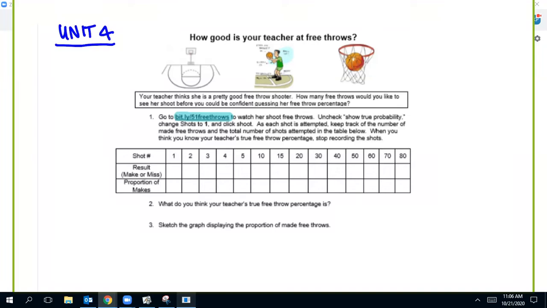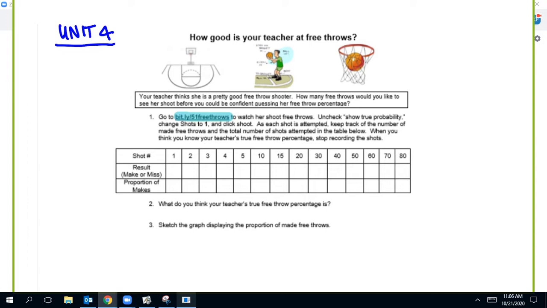So in your packet, go ahead and find the one that has the front page, How Good is Your Teacher at Free Throws? So I'm going to claim that I am an 80% free throw shooter. I'm pretty good. So I have a lot of skills on the basketball court. Now, how many free throws do you think I need to shoot before you're convinced that I'm an 80% free throw shooter like I say?